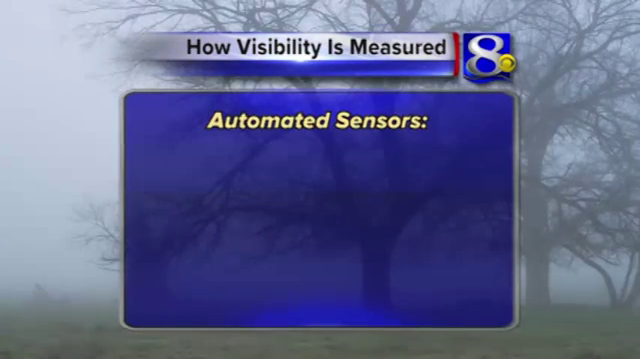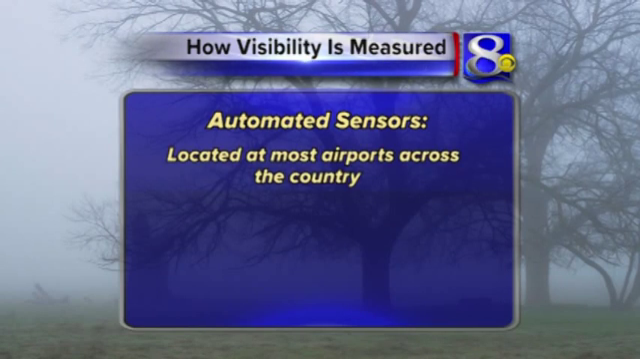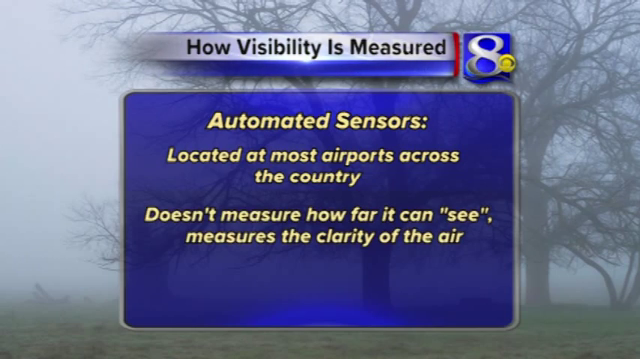Now, the other way, the more widely used way, is an automated sensor, and these are located at most airports across the country. As I mentioned, a lot more widely used than a human observer, and these don't measure how far the sensor can see, obviously, because it doesn't have eyes, but it measures how clear the air is. So the sensor is not being affected by terrain, buildings, things like that.